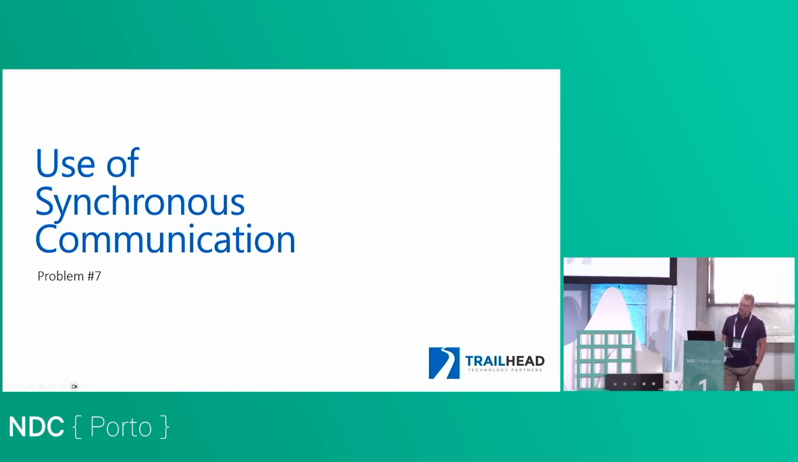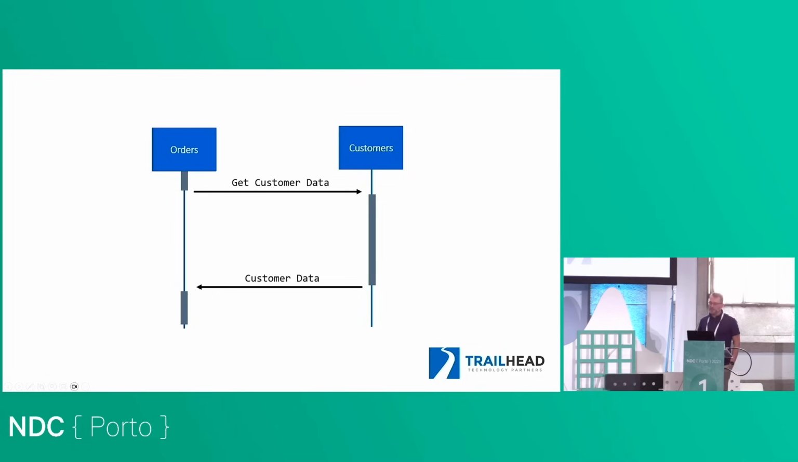Number 7 is the use of synchronous communication. This is maybe the worst one. So I told you that story at the beginning of a client that was coming to us with a microservices application that was performing poorly. Their biggest problem was this problem. They also had a bunch of the other ones we talked about, but this was the main reason why their system performed so poorly. So just to give you an example here.